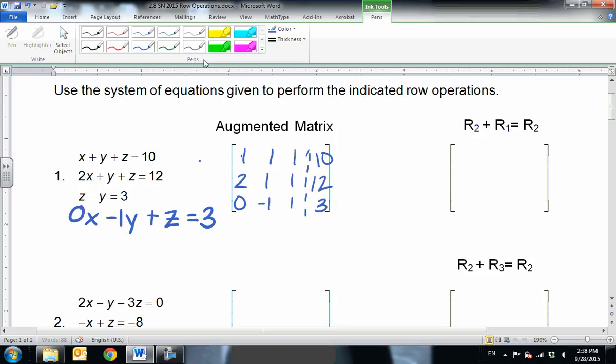All right, now the operation we are being told to do is to take R2, so take the second row, and add it to the first row. And the answer we get, we're going to put it in place of row 2. Okay? Not too hard. Let's see what that means. We are going to keep row 1 the same because nothing is being plugged in for row 1. So go ahead and just recopy row 1. So 1, 1, 1, 10.